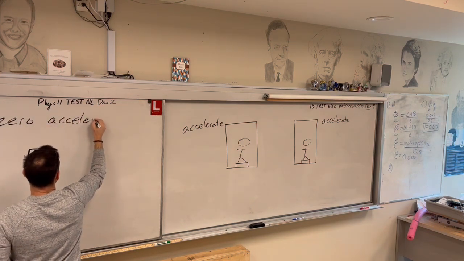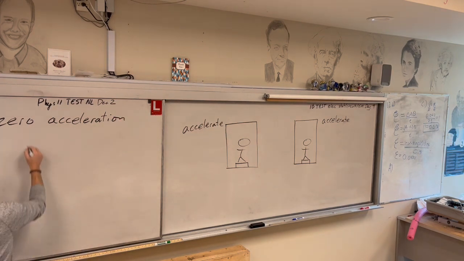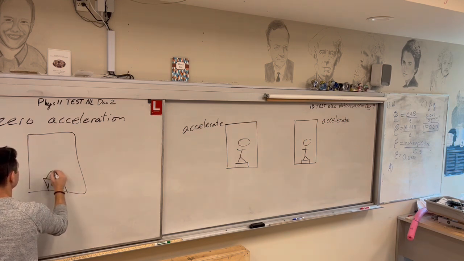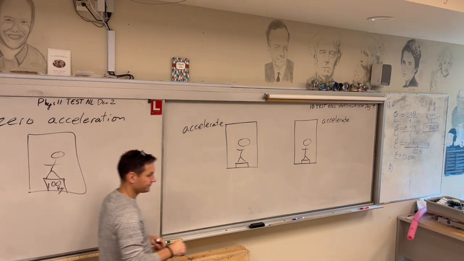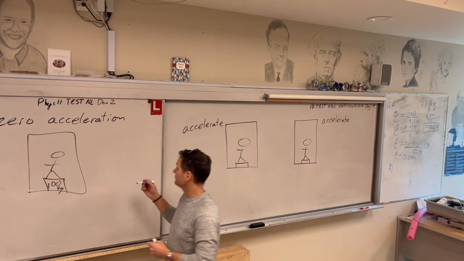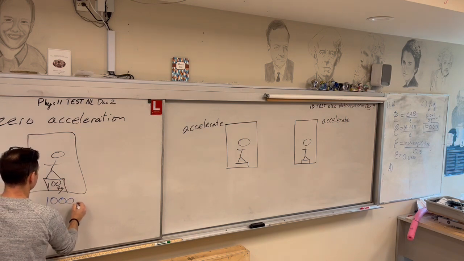Fn equals Fg. Let's say we have a 100 kilogram person because it's a nice round number. What would the normal force on this person be? Isaiah? Around 1,000 newtons. Sure. Can we go with g equals 10 instead of 9.8? So this is 1,000 newtons.